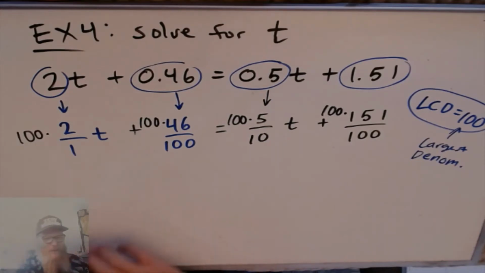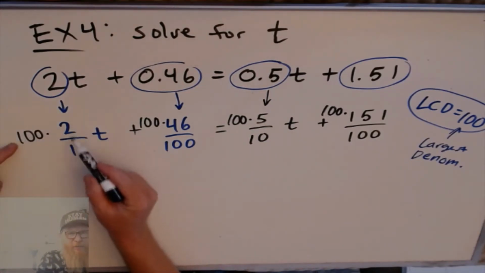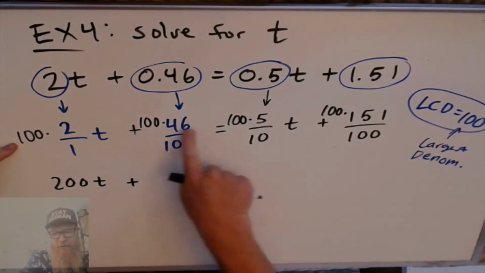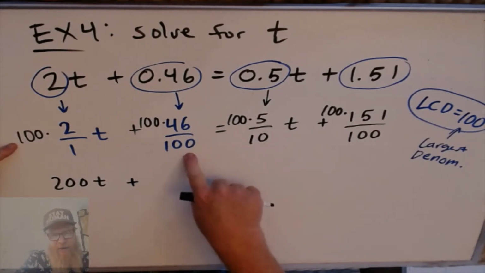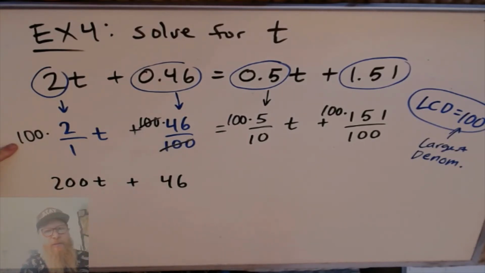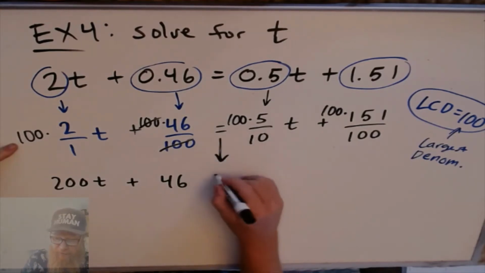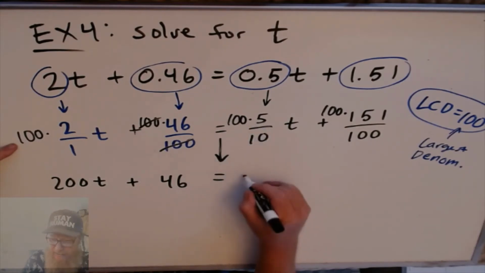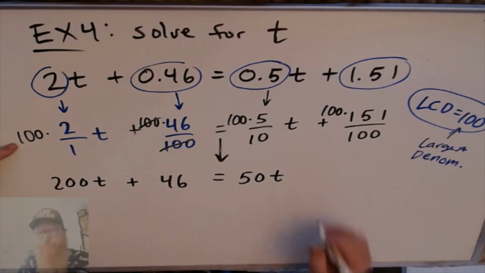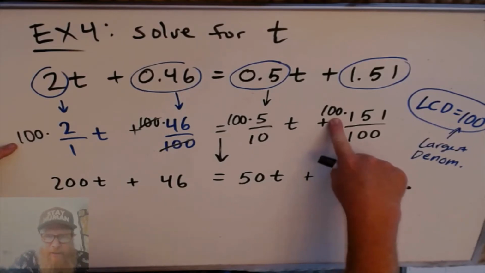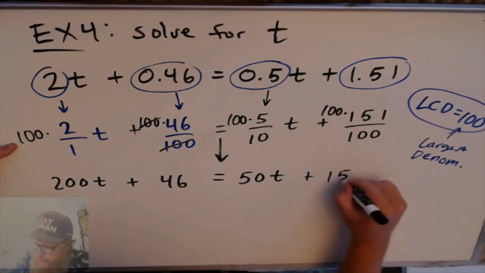Okay. So now we have 100 times 2 divided by 1. That's 200t. We've got 100 times 46 divided by 100. That's just 46. It's 4,600 divided by 100, which is 46. Bring down your equal sign. 100 times 5 is 500, divided by 10. That's 50. And then 151 times 100 is 15,100, and then divided by 100 is 151.